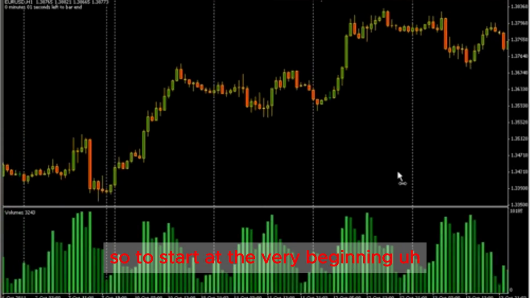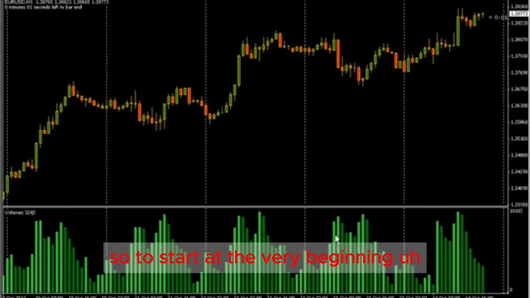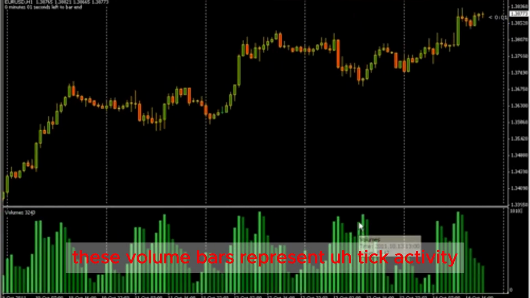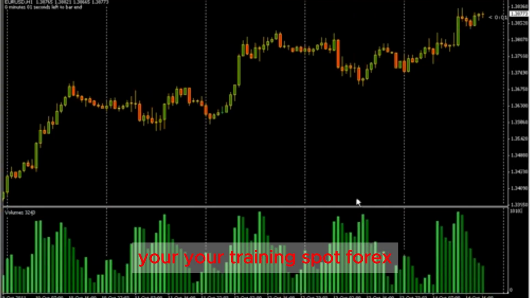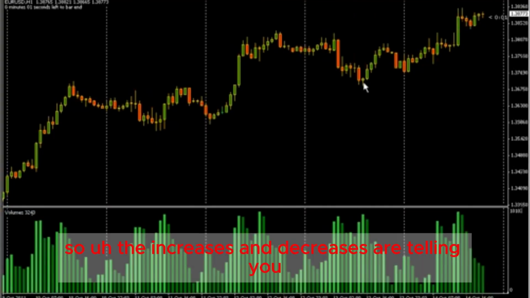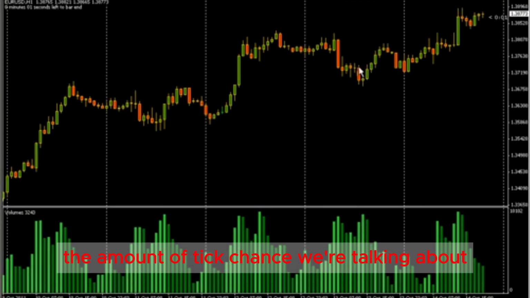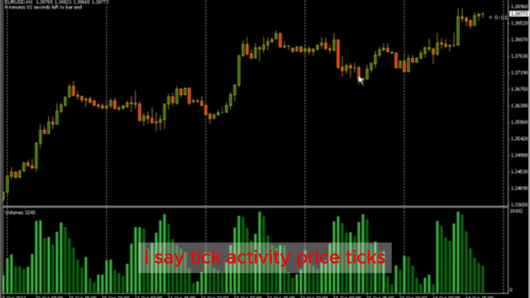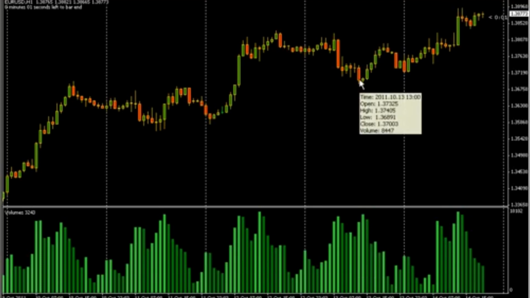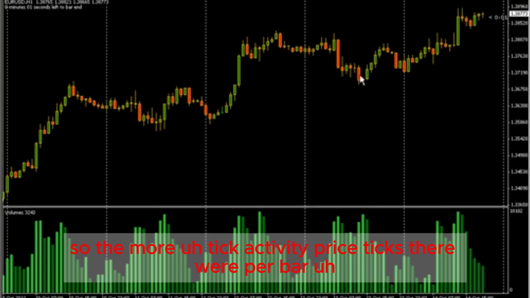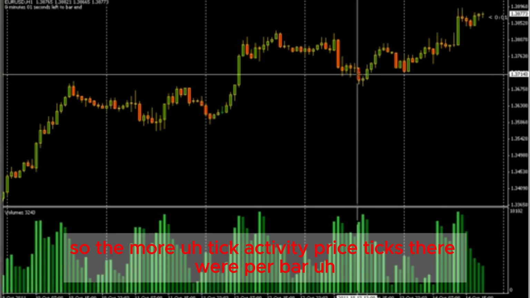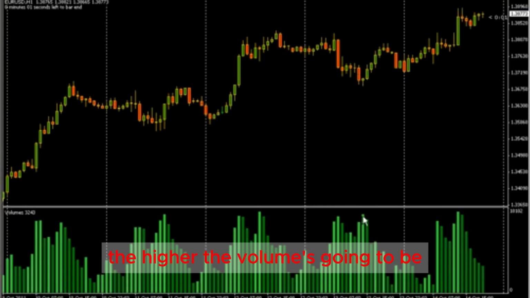So to start at the very beginning, these volume bars represent tick activity here, trading spot forex. So the increases and decreases are telling you the amount of activity per bar, the amount of tick change. When I say tick activity, I mean price ticks. So the more tick activity, price ticks there were per bar, the higher the volume is going to be.